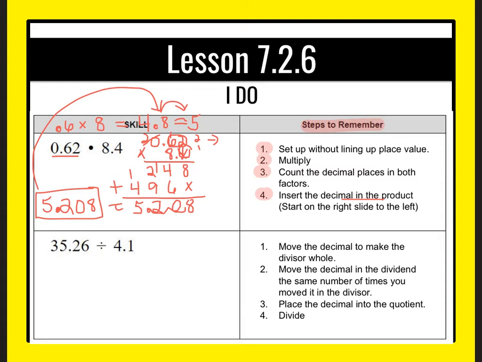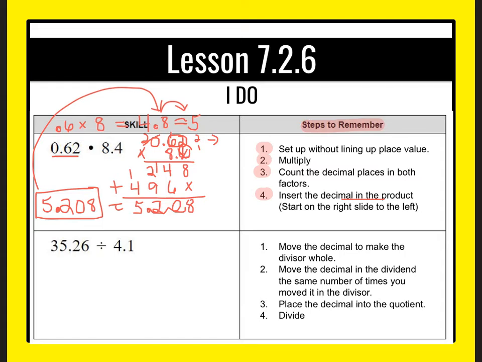Just estimate, right? So that you know exactly where I have to place my actual decimal in my product. Okay, moving on.